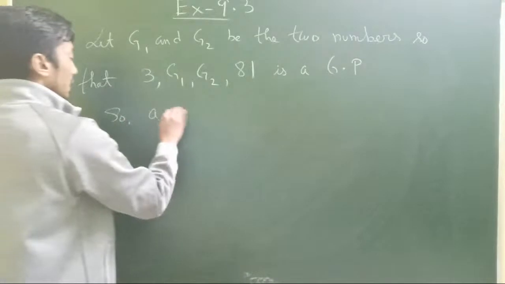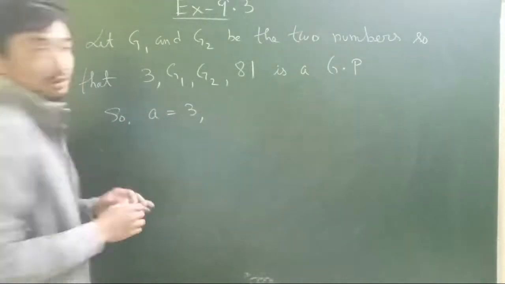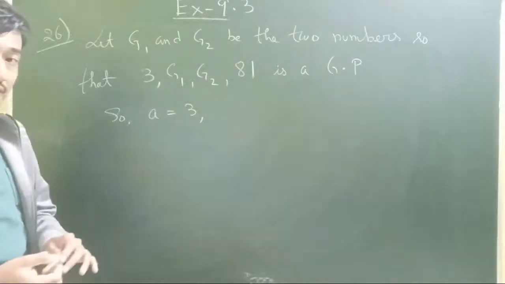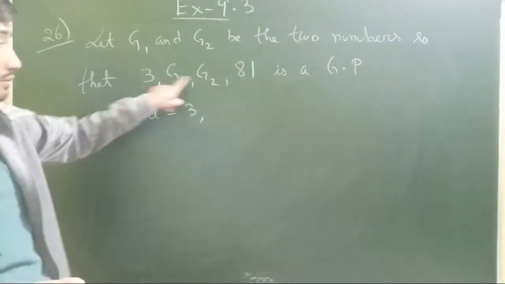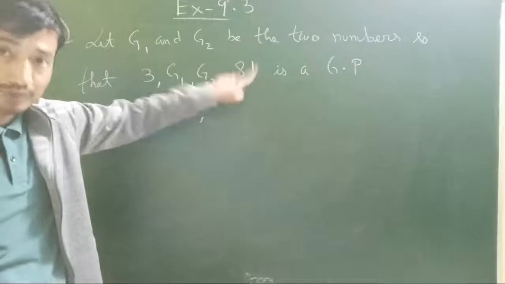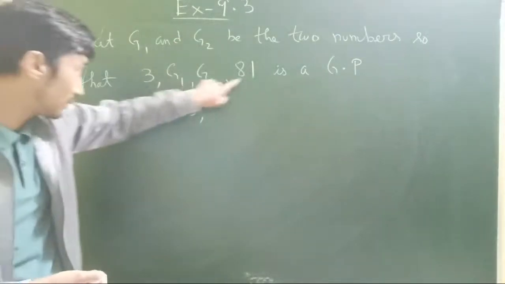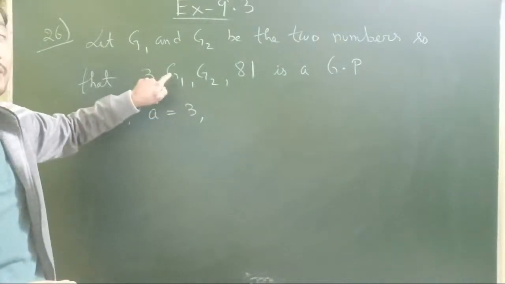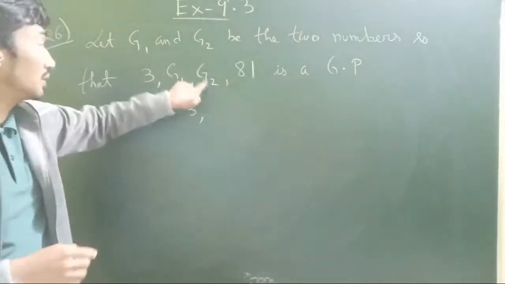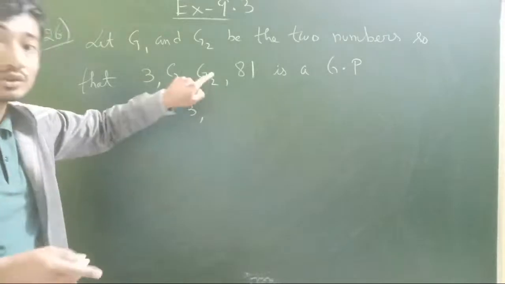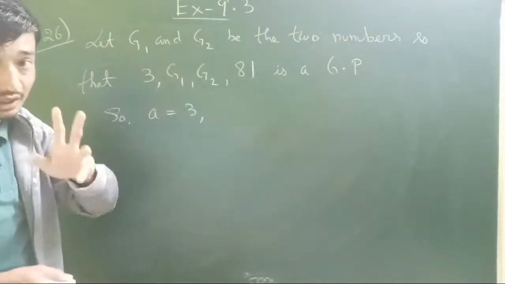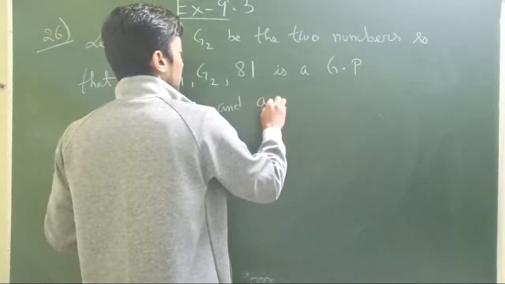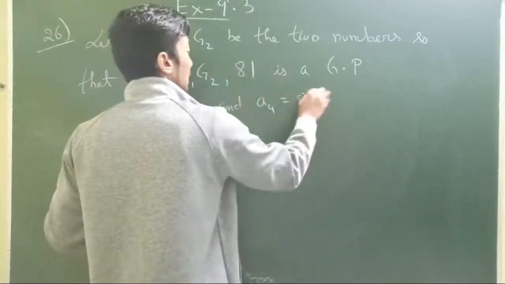So A is 3. Common ratio, we don't know. But if we can get the common ratio, since we already have the first term, that means now this is the second term, this is the third term, this is the fourth term, because we have 4 terms. So first, second, third, fourth. If we can just find out the common ratio, then easily we can find out the second term, that is G1, and the third term, that is G2. So from there, we'll have the 2 missing terms very easily. Very comfortable solution. And the nth term, that is the fourth term here, is 81.